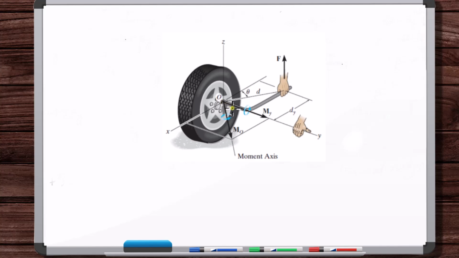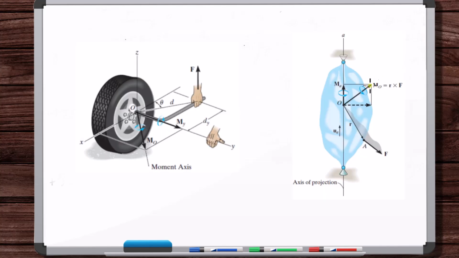You want to find the moment of this force about this axis, right? So how do you do that? We can look at another example here. You've got this force. You want to find the moment of this force about this axis, because it's constrained to rotate by these joints here, just along that axis. So what's the moment of this force about, not a point, but about this axis? How do we do that?